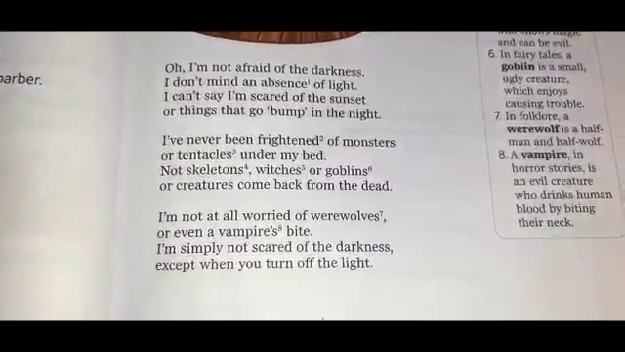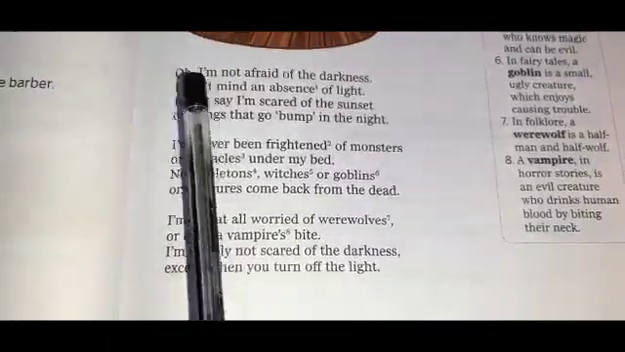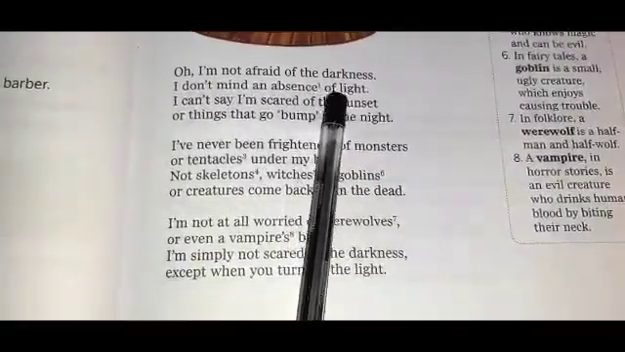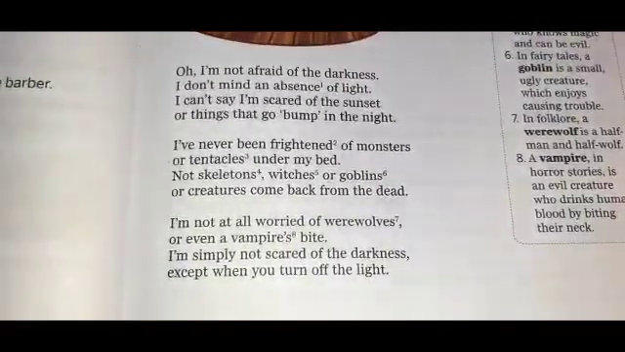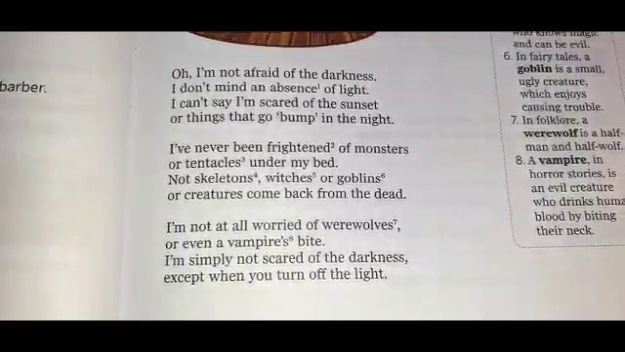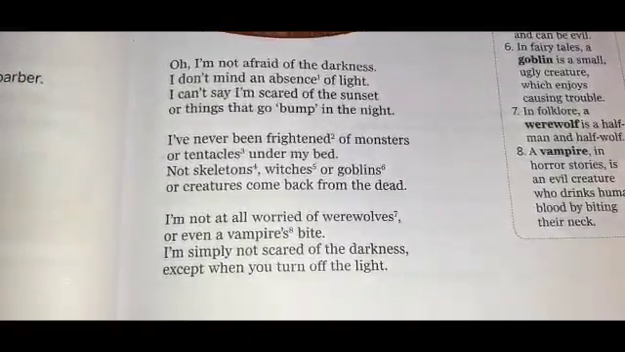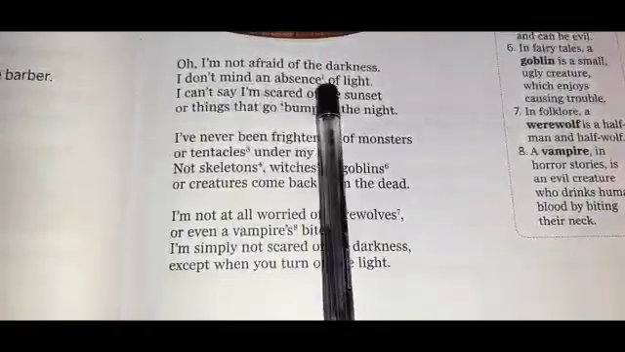So there are 3 stanzas in this poem. The first stanza, oh, I'm not afraid of the darkness. I don't mind an absence of light. So in this poem, we have a little boy and he says he's not afraid of the dark. And he says, I don't mind an absence of light.